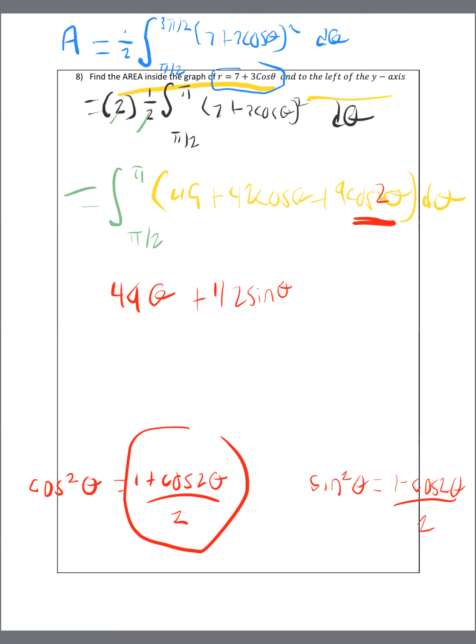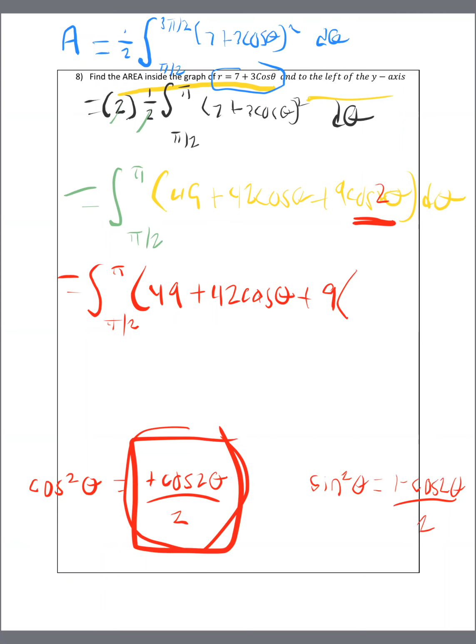So at this point, before I integrate, I'm going to rewrite all these terms that we still haven't dealt with yet. I'm going to replace the 9 cosine squared of theta with this identity here. So this is 9 times 1 plus cosine of 2 theta over 2, d theta.